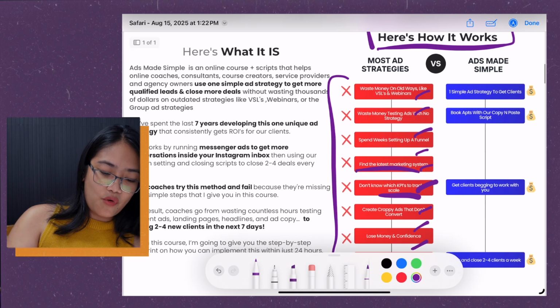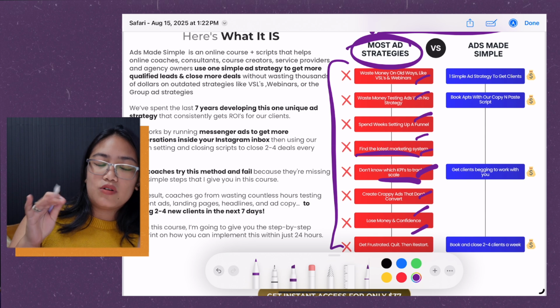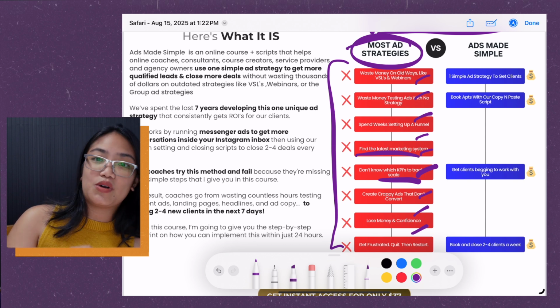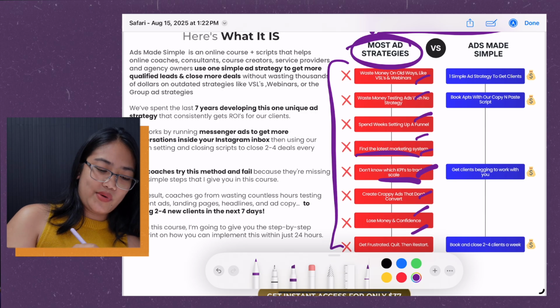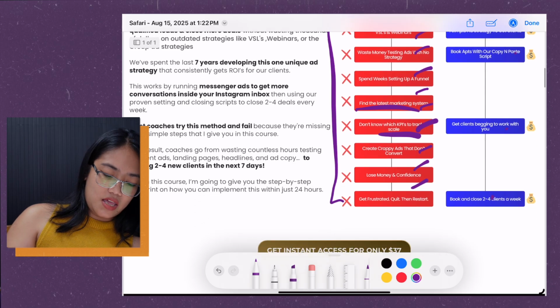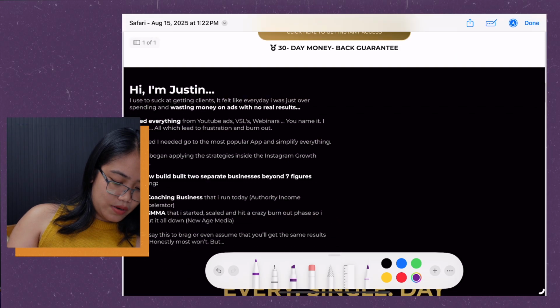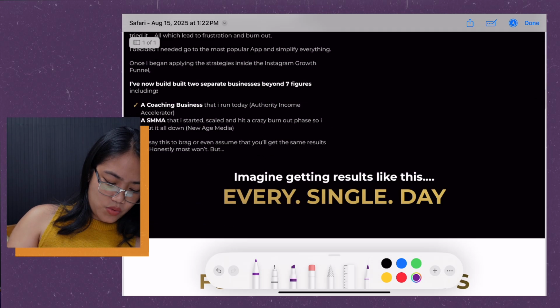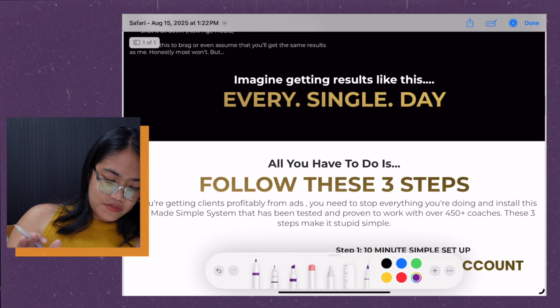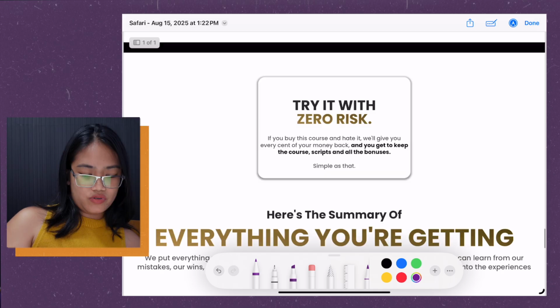So before, this is your ad strategy, right? He's helping you understand that this could be your previous ad strategy, but now with this method, you have ads made simple. You only have a few steps, right? And hopefully that is going to get you your 2 to 4 clients in the next 7 days. So there, I'm Justin. The photo was removed. Okay, so some of the parts when I screenshotted this were marked up, in iPad disappeared. So, oh well. Try it with zero risk.